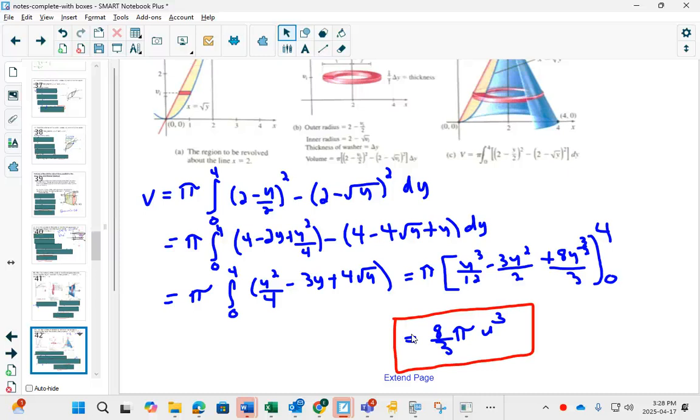Now your outer radius is going to be 2 minus the function.